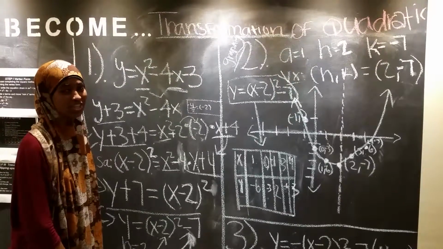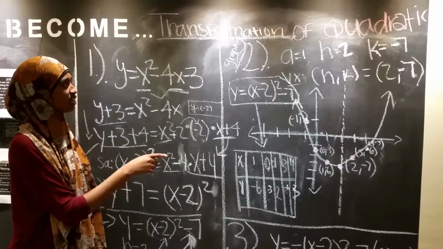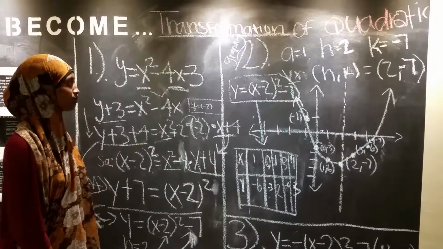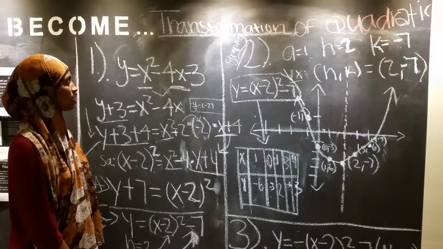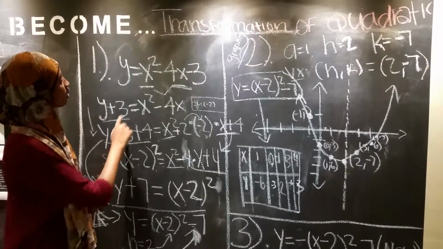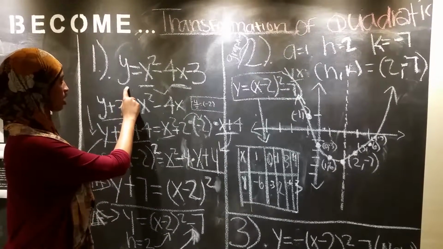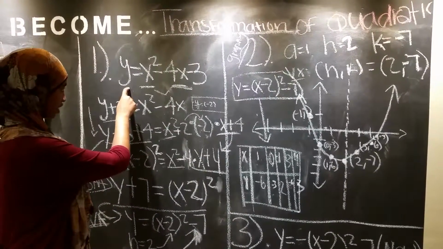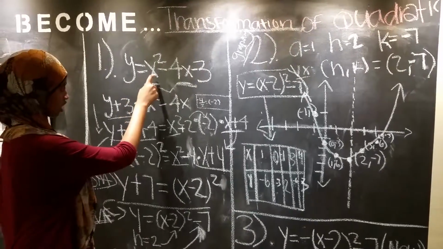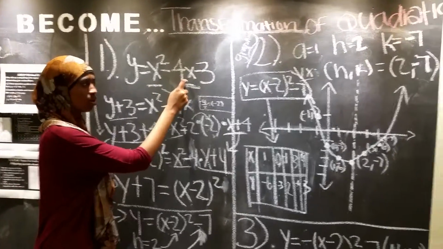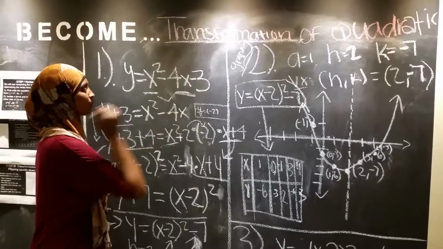My name is Shukri, and today I'm doing transformation of quadratic. Step 1, I'm doing vertex form. I have a quadratic function y equals negative x squared minus 4x minus 3.